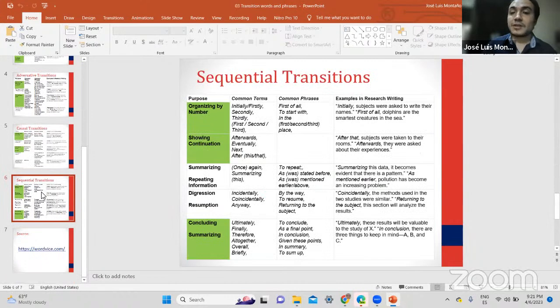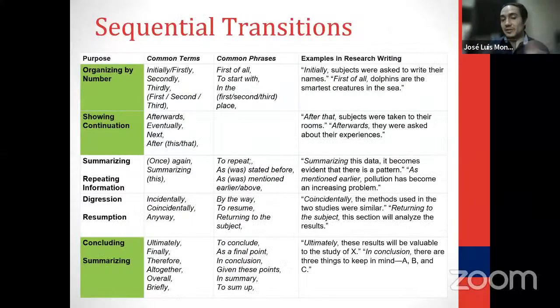But for this story, because you're going to tell me a story now in past, and we're going to use the usual one or two paragraphs, we are going to use this plus the past continuous that we know and the simple past for definite and specific actions. But this is going to be our main, let's say, list of transitional words. You have organizing by number, right? This is very simple. Initially, firstly, secondly, thirdly. First of all, to start with, you have a lot of options there. Showing continuation: afterwards, eventually, next, after this, after that, or after plus a phrase. Then summarizing or repeating information, right? To repeat, as stated before, as mentioned earlier or above. Digression, resumption, concluding, summarizing. You have those two activities. So you have this there.